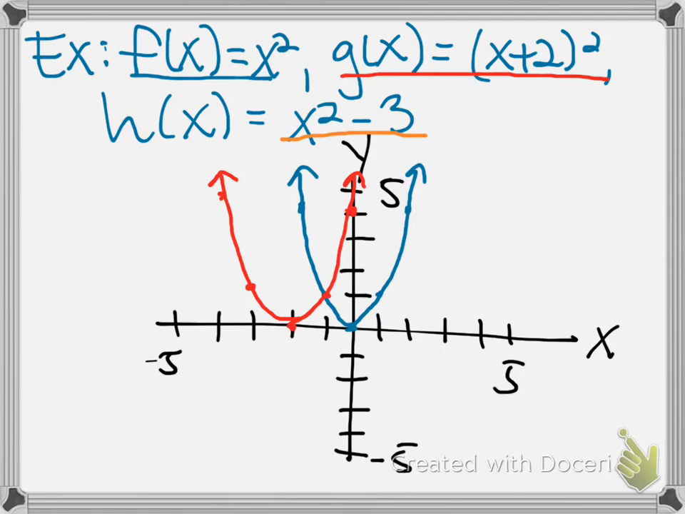So 1, 2, 3. And there in orange is h of x. So again, the red function was a horizontal translation 2 units to the left, and the orange function was a vertical translation 3 units down.